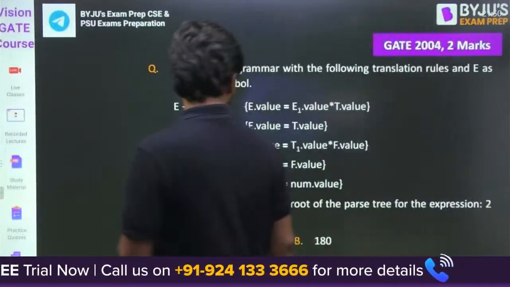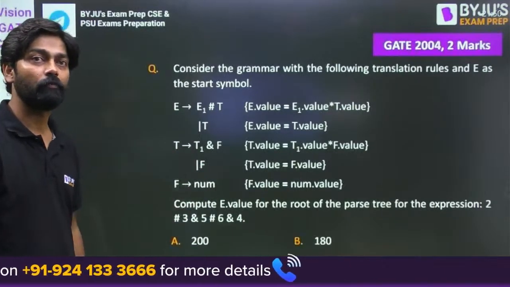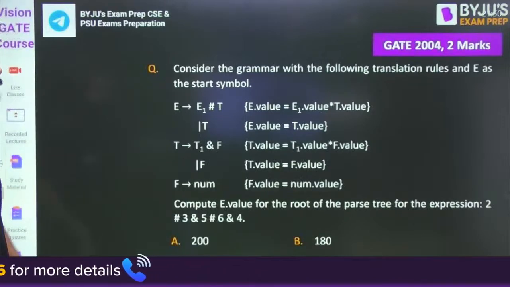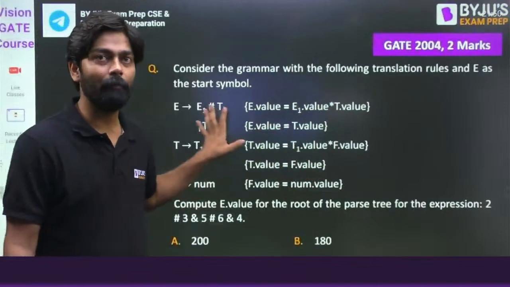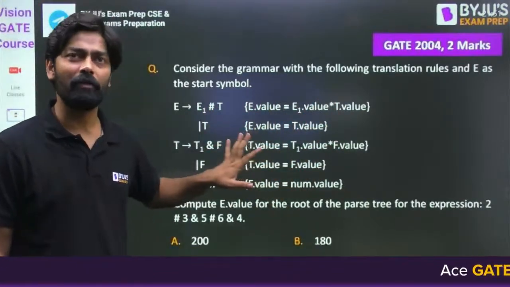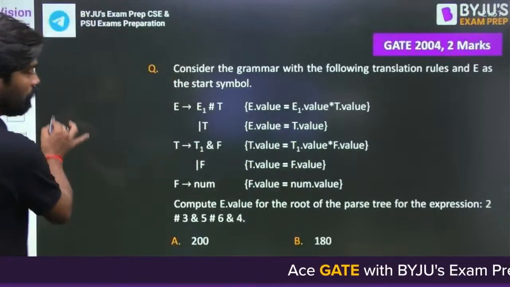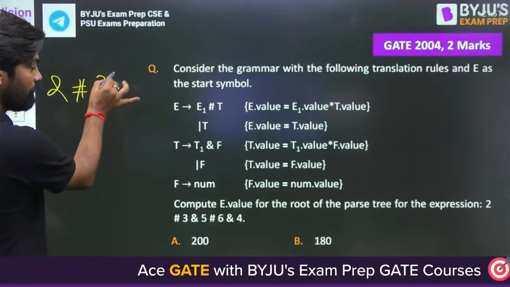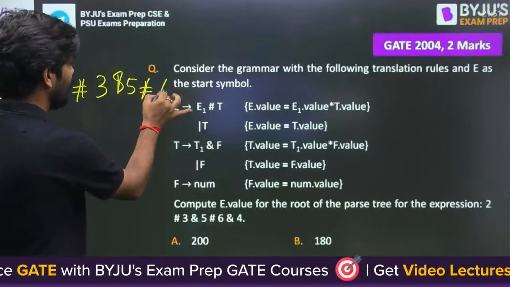Okay, can you please tell me what is the answer for this one? The last question we have already done. Fine. We'll see in SDT also. This is nothing but they have written the SDT grammar along with some rule. But you can solve here also. And they have asked you, what is 2 hash 3 and 5 hash 6 and 4.